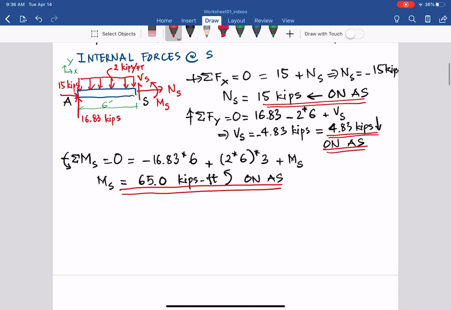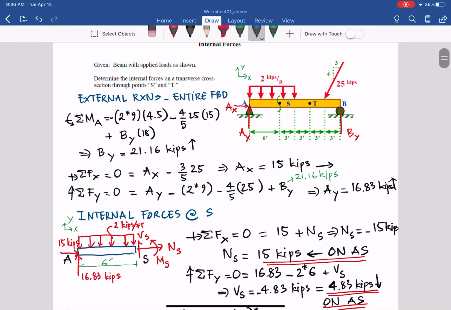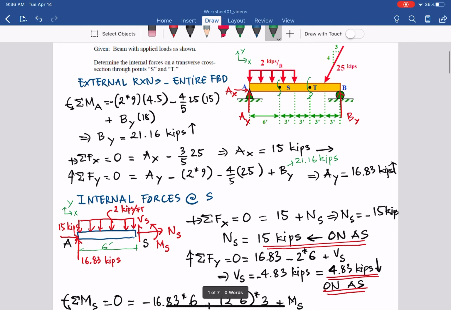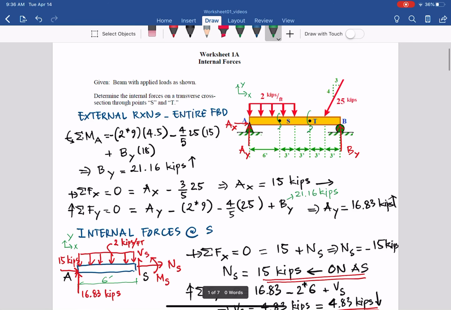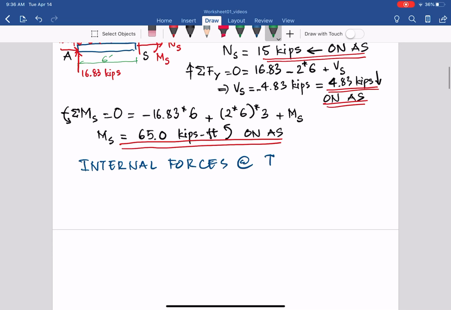So let's continue quickly in here. Internal forces at T. So to cut at T here, it's better to consider the right side, section TB, and we have only the load 25 kips going down, and then the B_y. So with that, we can have the free body diagram for that one.